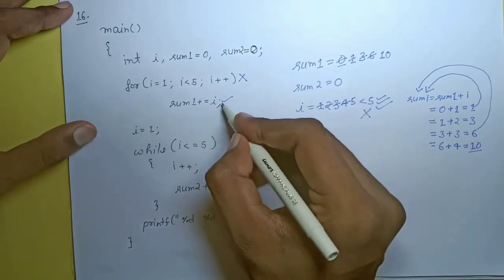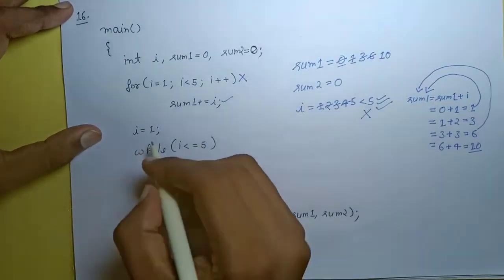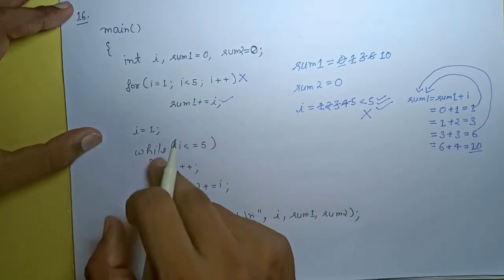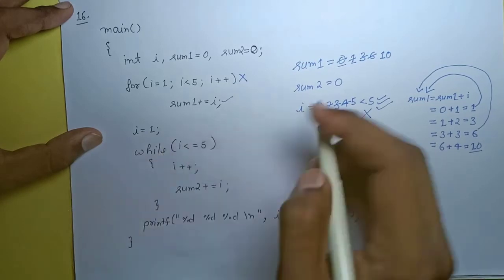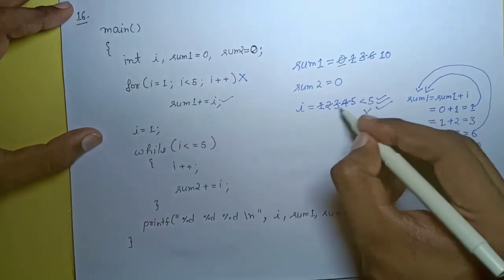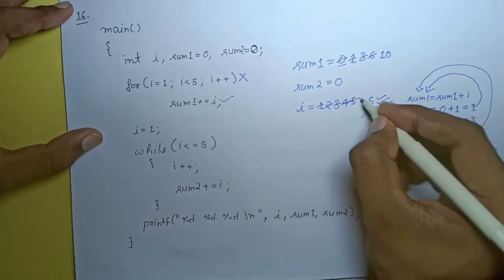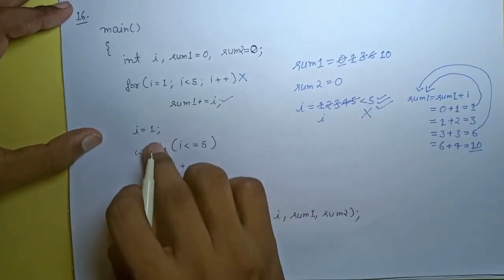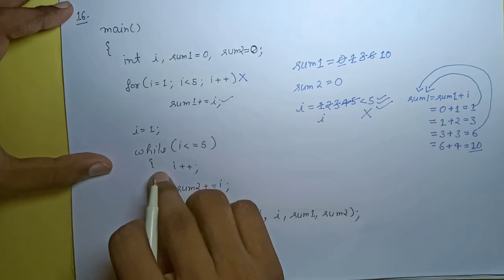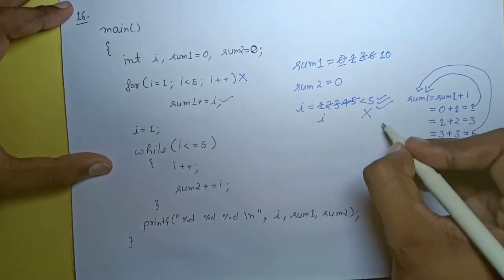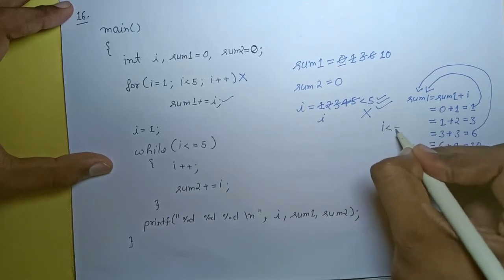After this, the control comes to this line, which says that the value of I is again 1. Now the value of I is 5, and it becomes 1 again because of this initialization. Now we have a while loop in which we have a condition which says that I is less than or equal to 5.